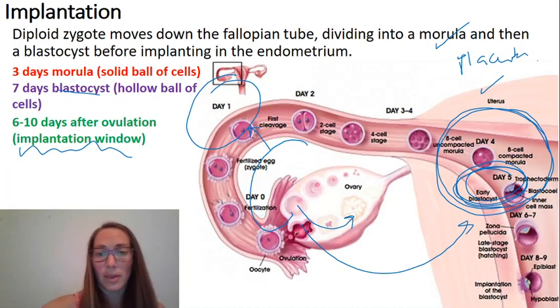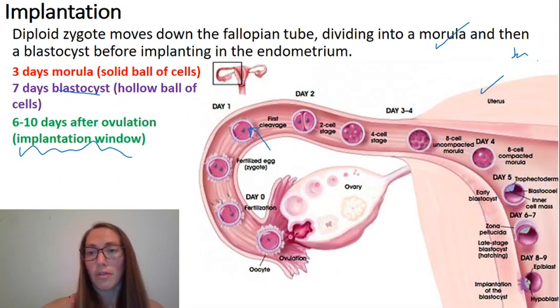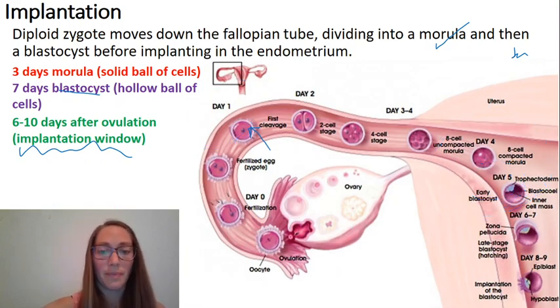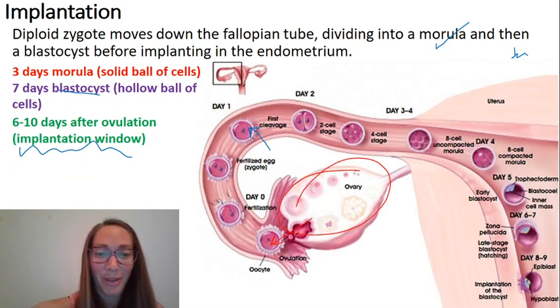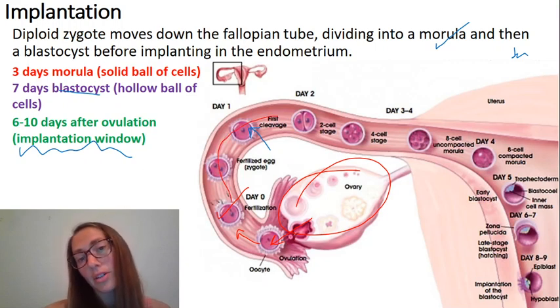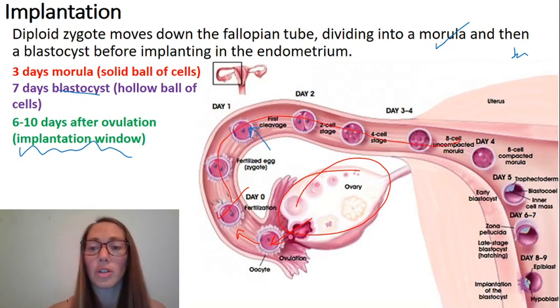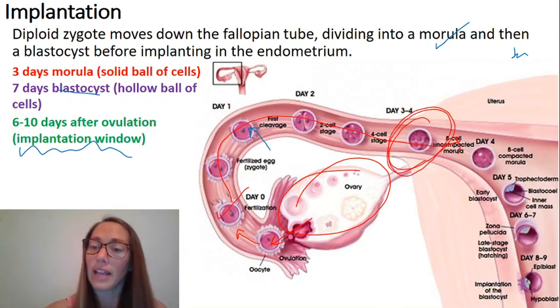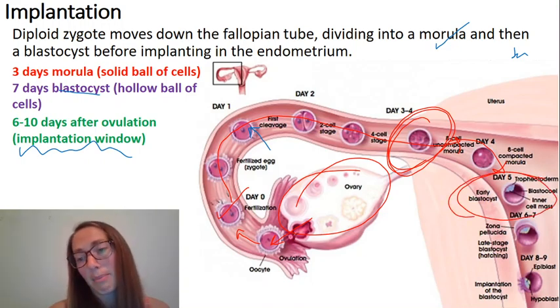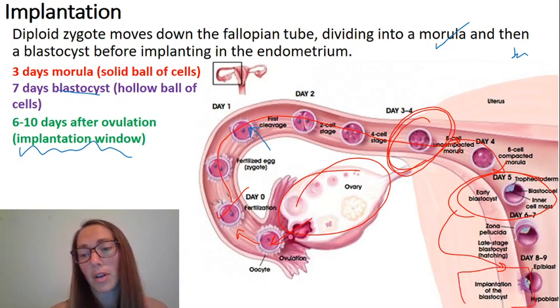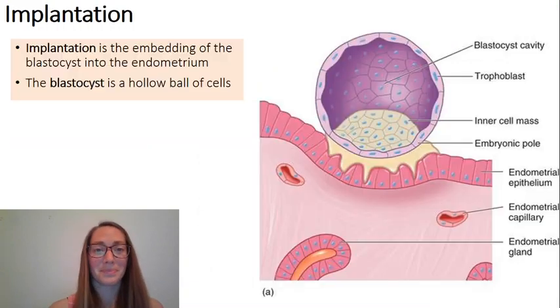If we have a look at what that looks like on a timeline within the uterus, here we've got our ovary, and after ovulation, the ovary releases a secondary oocyte. As your video said, the secondary oocyte moves down the fallopian tubes. If it's met by a sperm cell, that would produce a diploid zygote. The diploid zygote continues to divide and move down the fallopian tubes, and here we've got a morula. Then eventually we get a blastocyst, a hollow ball of cells. That blastocyst is going to implant into the endometrium, and we're going to talk more about what's going on here in a minute.